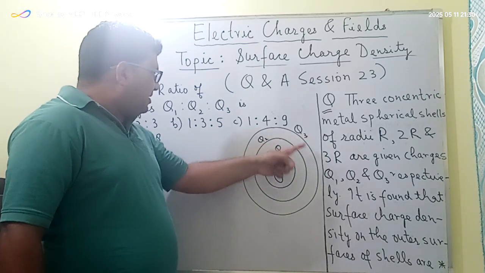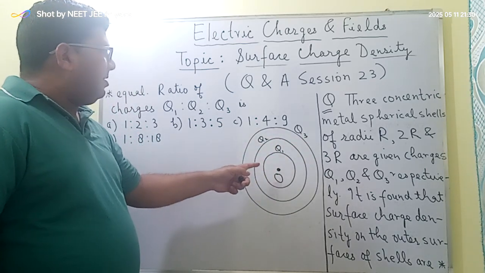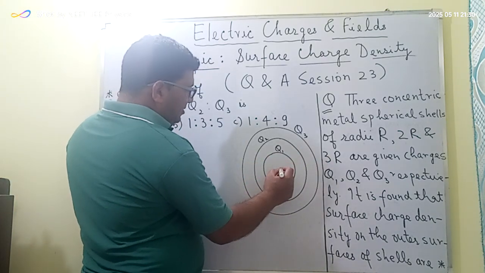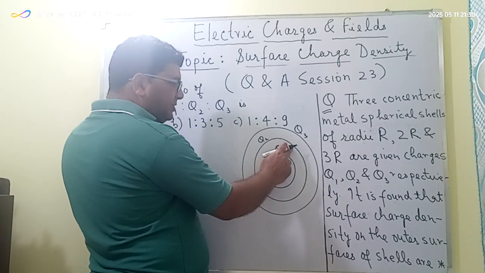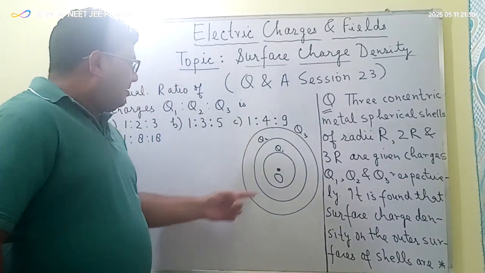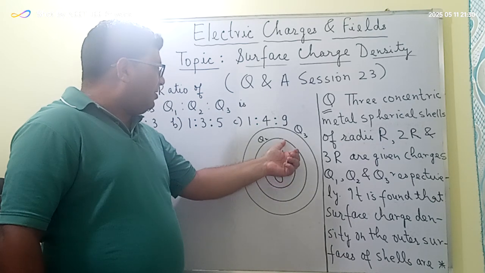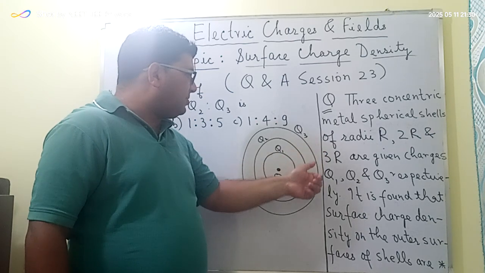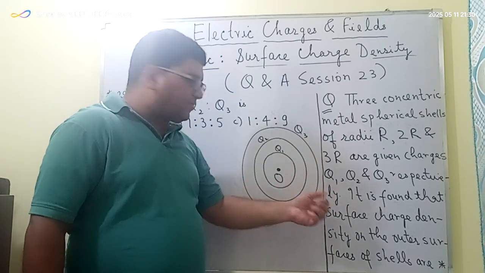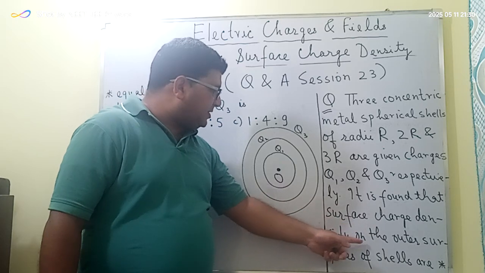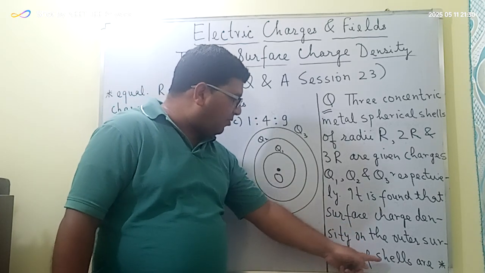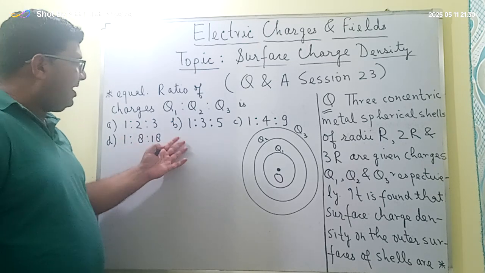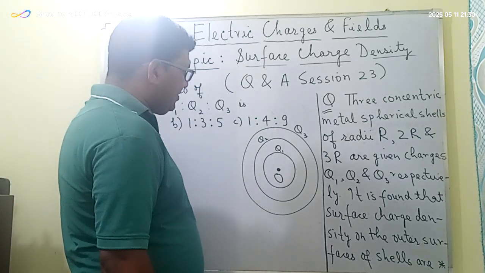So these are the three concentric metal spherical shells of radius r, 2r and 3r. This is the inner shell, this is the middle shell, and this is the outer shell. The inner shell is given a charge q1, the middle shell is given a charge q2, and the outer shell is given a charge q3, as shown in this figure. It is found that the surface charge density on the outer surfaces of the shells is equal. So the ratio of the charges q1, q2 and q3 is. We have four options here and we have to find the correct one.